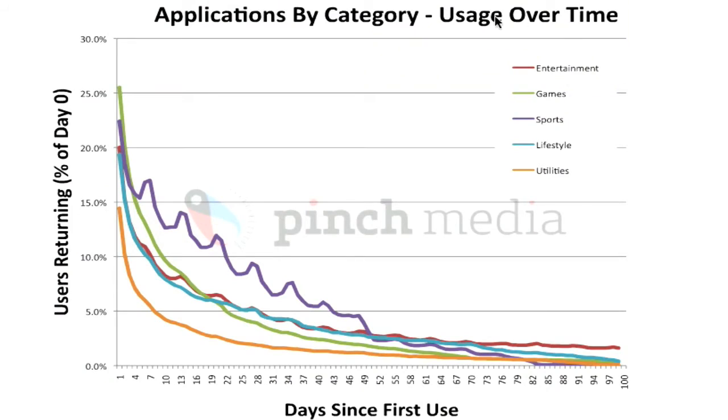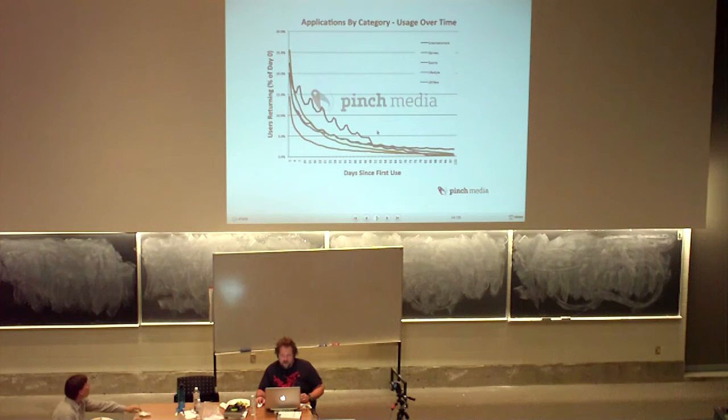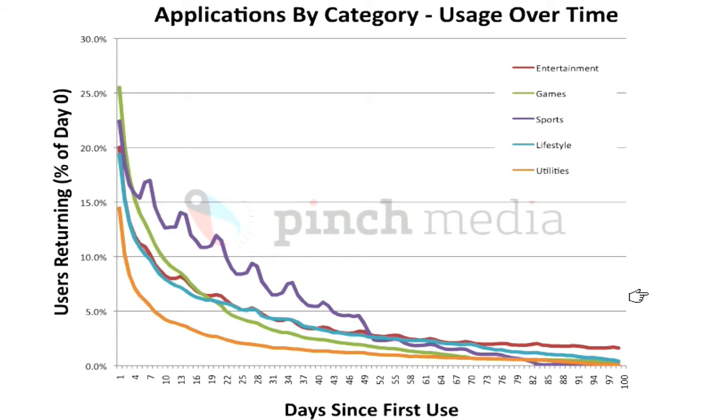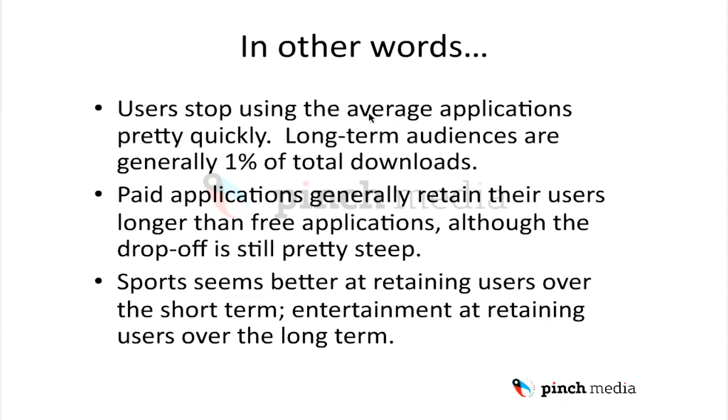Which apps get the most usage over time? You can see down there, utilities actually drop off the fastest. And you can see sports kind of win out on the most area at the head. Games and sports and entertainment for sure have the most usage over time. Users stop using the average application pretty quickly. Long-term audiences are generally 1% of total downloads.